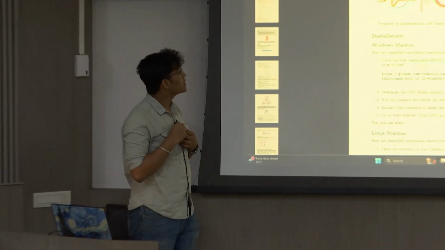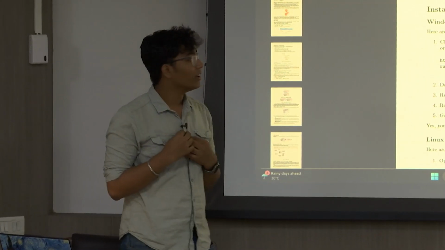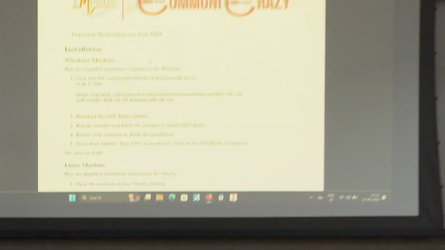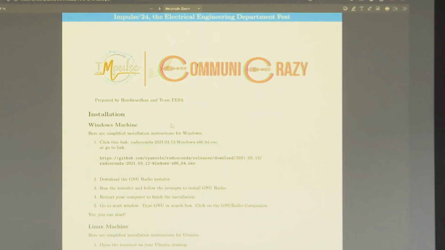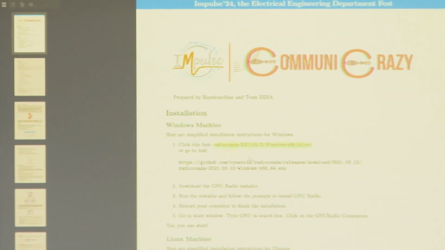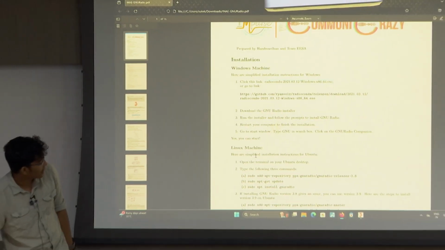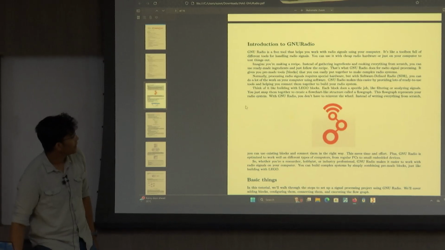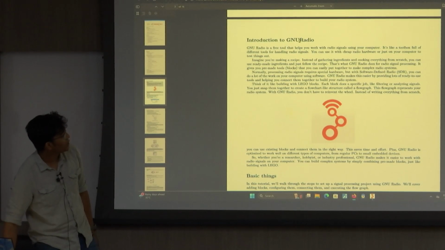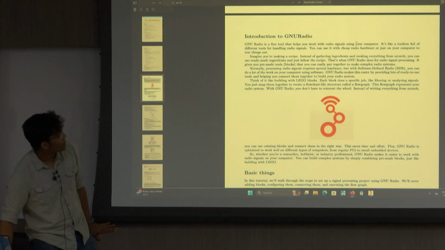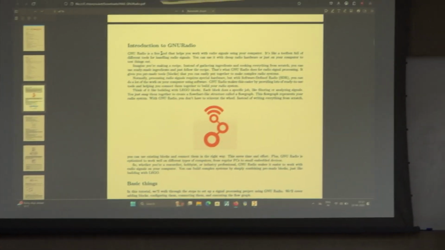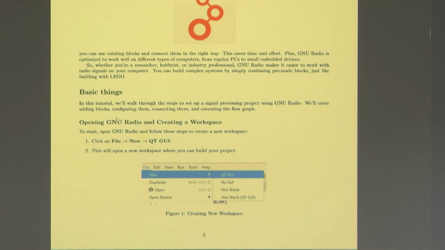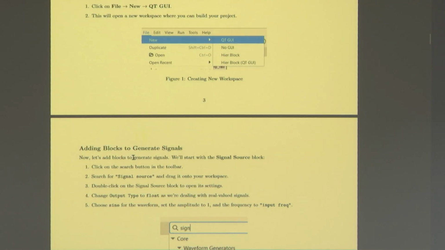Okay. So this was the document which I used 2 years ago as a part of my department festival, the electrical department festival Impulse. I will share this document with you also. It has all the installation packages for Windows, Linux, and Mac. We'll just start with the introduction to GNU Radio. As I said, it is a free tool that helps you work with radio signals on your computer, like a full toolbox handling different radio signals, just like MATLAB, or Octave or MATLAB, like Sir was saying. This document has all the basics, which I will just skip through.